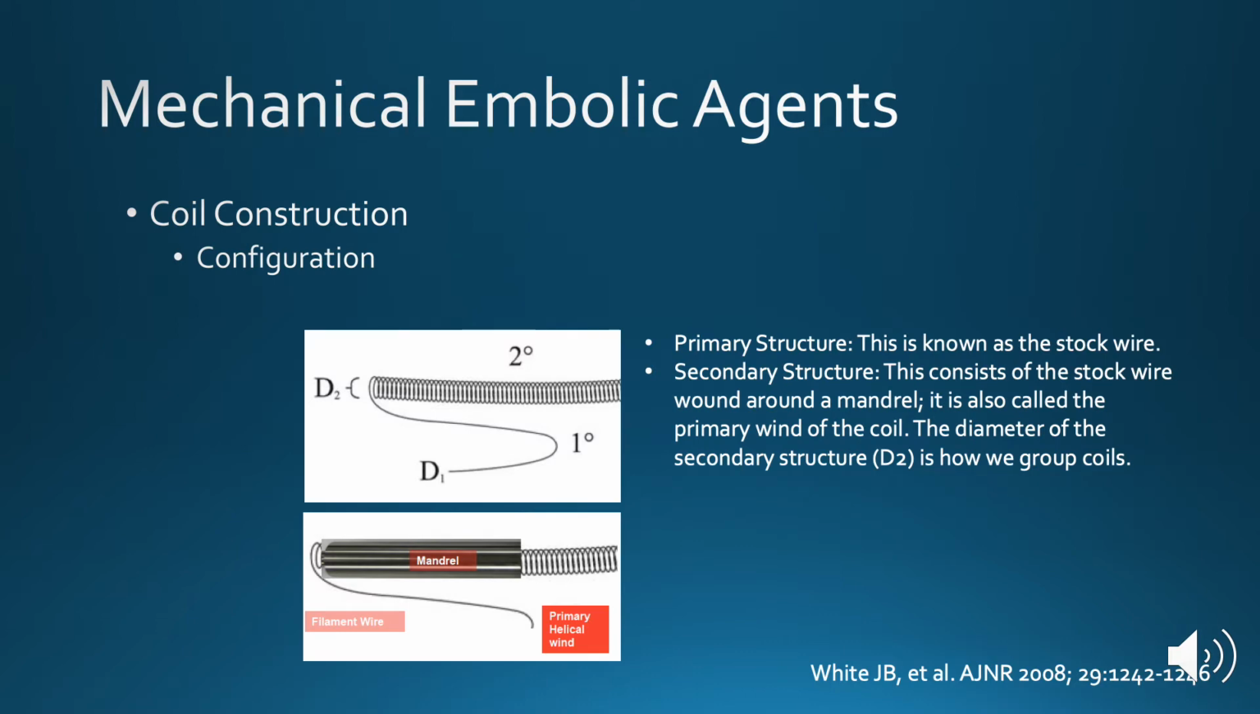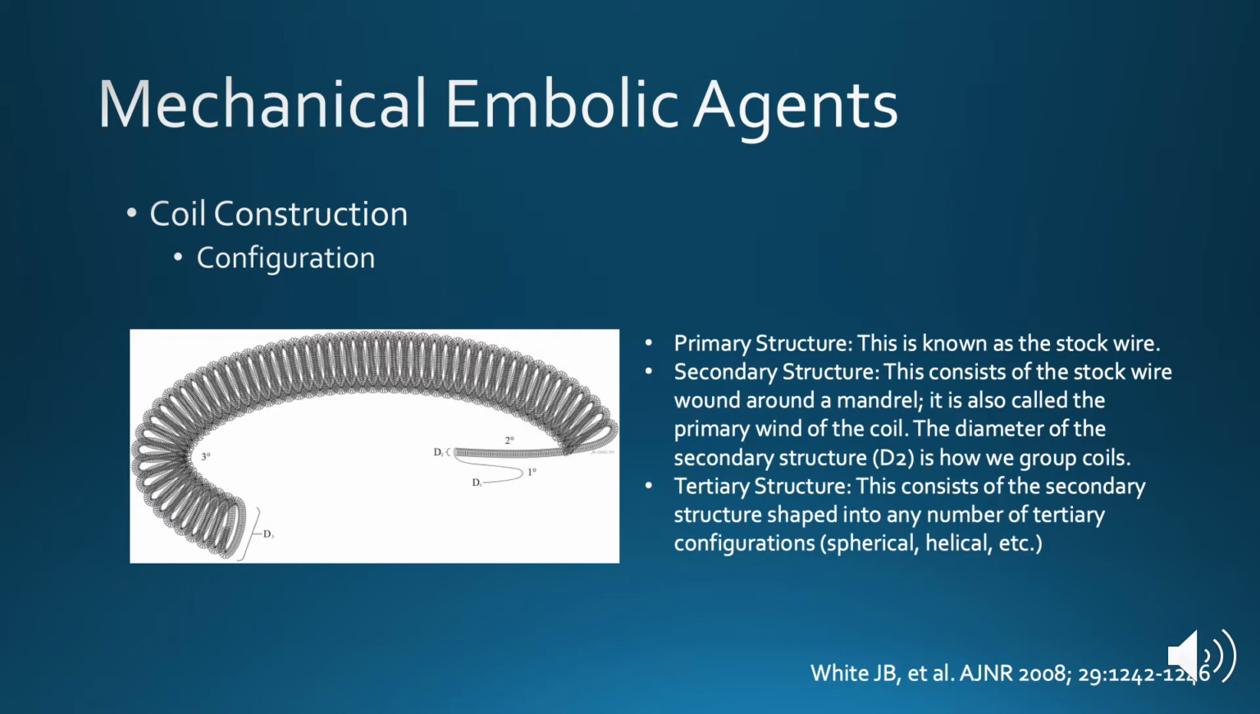When we look at how coils are configured, we usually talk about them in terms of three structures. The primary structure is the stock wire, which is made of a metal, or one of the metals that I mentioned earlier. The secondary structure consists of the stock wire wound around a mandrel. This is known as the primary wind of the coil, and it's this diameter, or D2 on the diagram, that determines how we group coils, as either a microcoil or a standard angiographic coil. The tertiary structure consists of the secondary structure shaped into any number of tertiary configurations, such as spherical, or helical, or complex, etc.